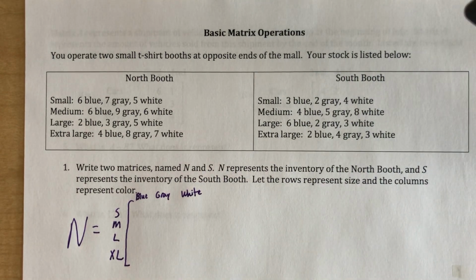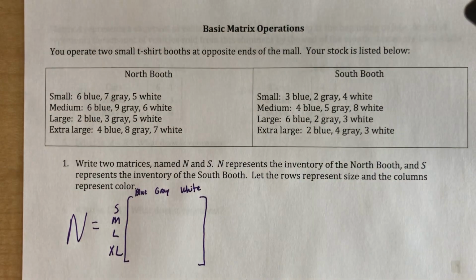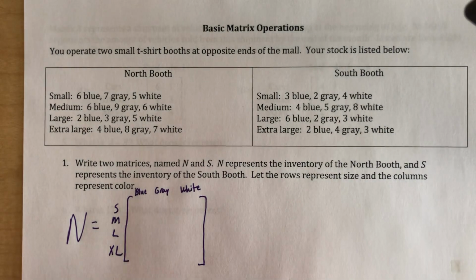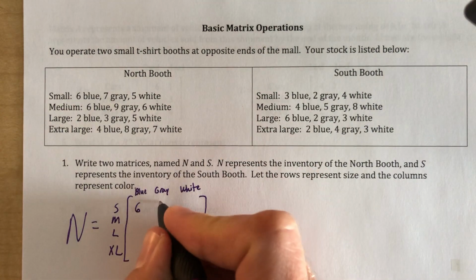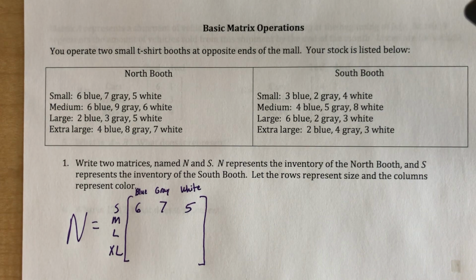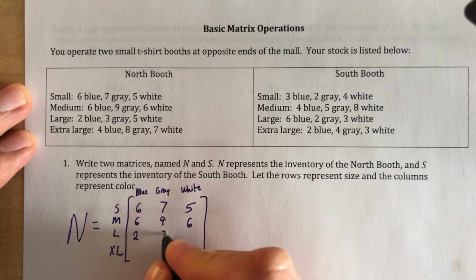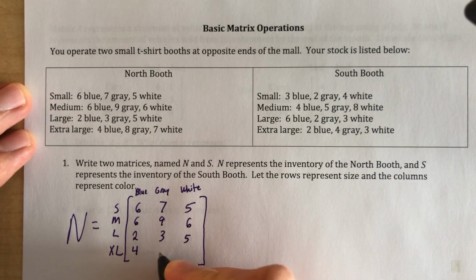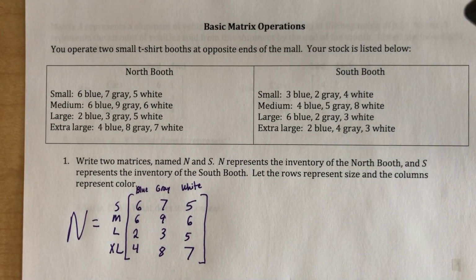So if someone was to say, hey, what are the dimensions, or what is the order of this matrix, you would say, oh, it's 4 rows, 3 columns, so it's a 4 by 3. So here's the easy part. We're just going to write the numbers in the right place, make sure we copy this correctly. 6 blue, 7 gray, 5 white. I didn't throw any tricks in here where I switched up the words and you had to really make sure that everything was in the correct order. It's all in the right order. But now this is much, much neater and easier to look at. 2, 3, and 5, 4, 8, and 7. There we go. So that is your inventory on the north booth of the mall.